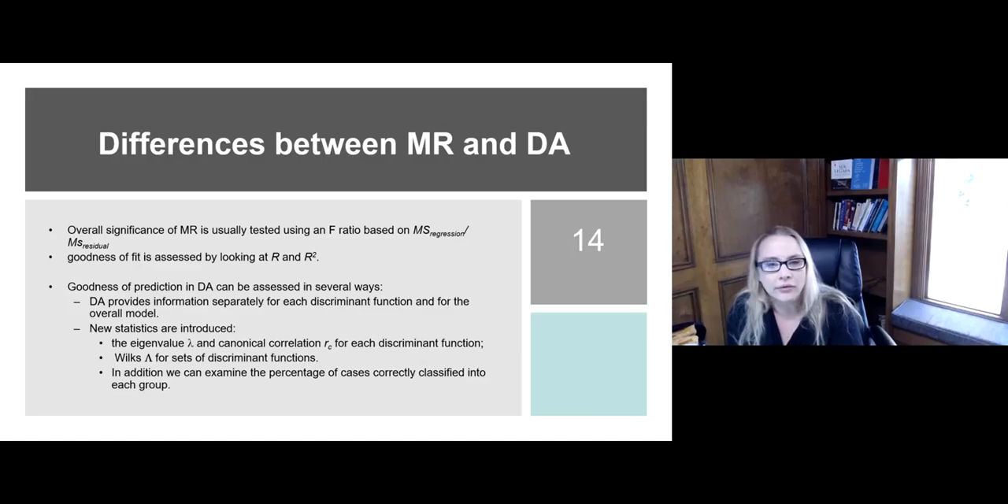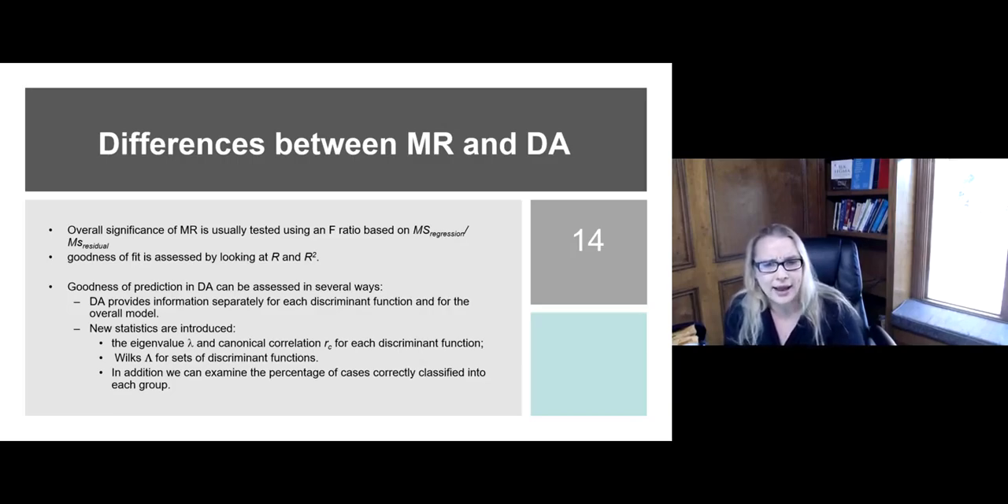So when we look at overall significance in multiple regression, we are typically using the F ratio. That is based on the MS regression divided by the MS residual. So we are looking at the goodness of fit by looking at R and R squared. Those are things that we are used to looking at. They should make a lot of sense to us. R squared is our variance explained. So how much of the variance in your outcome variable is explained by the variance in your predictor variables. So when R is large, we have a stronger model. R squared is large, we have a stronger model.